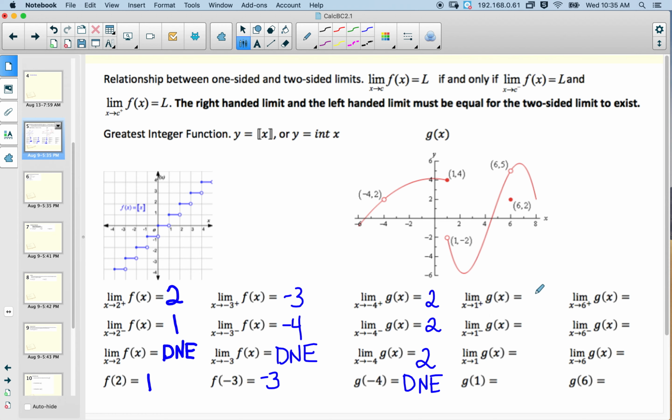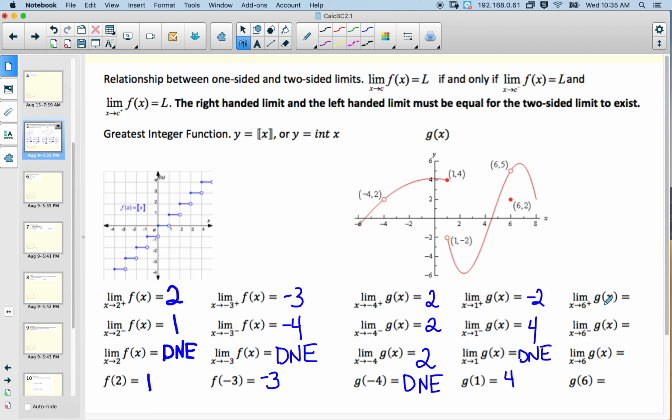Okay, so hopefully you've hit pause and you've practiced those. So this here is going to be a -2. This is a 4. The limit obviously does not exist because the left and right hand limits are not the same. And g of 1 is equal to 4.